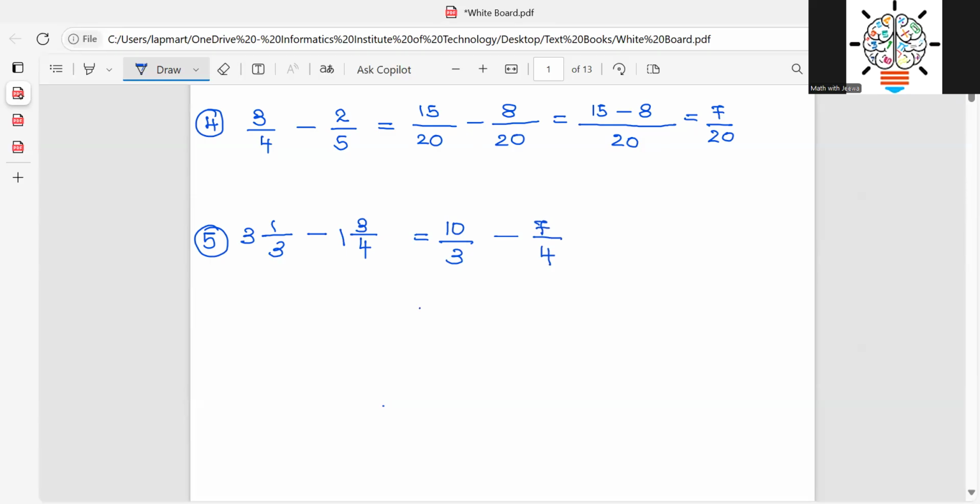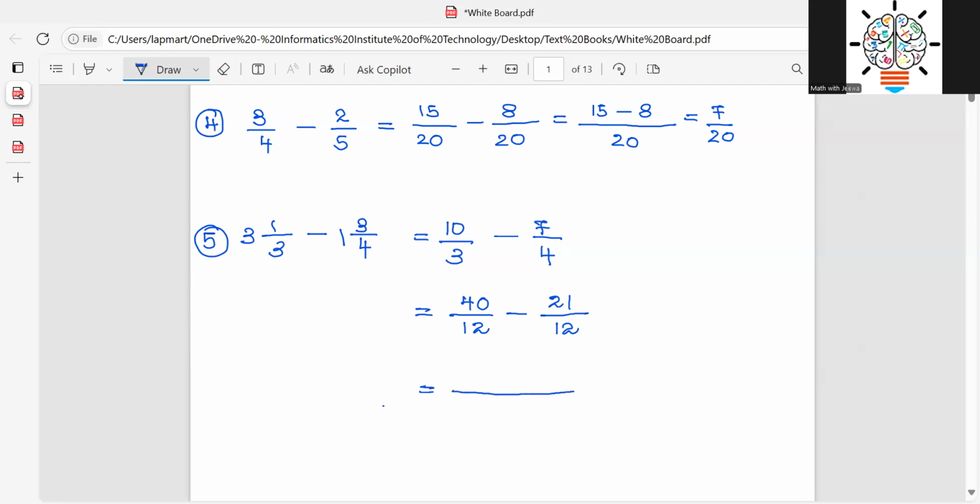Now I can't subtract this. Why can't I subtract? Because I have different denominators. I know the LCM of 3 and 4 is 12. 3 times 4, 12. 10 times 4, 40. 4 times 3, 12. 7 times 3, 21. Right? So then I write it like this.